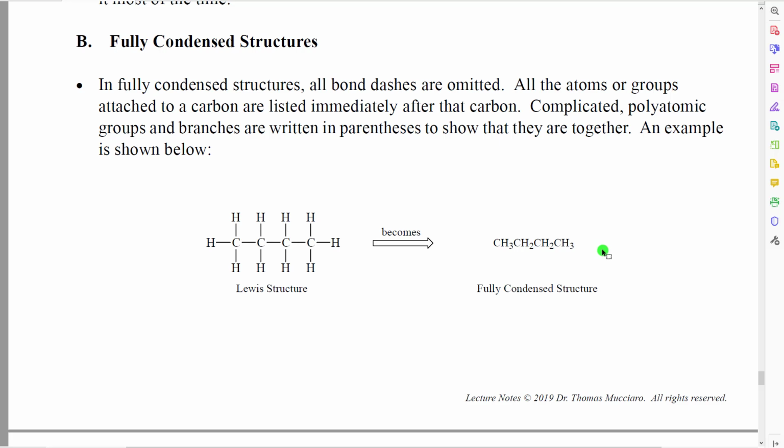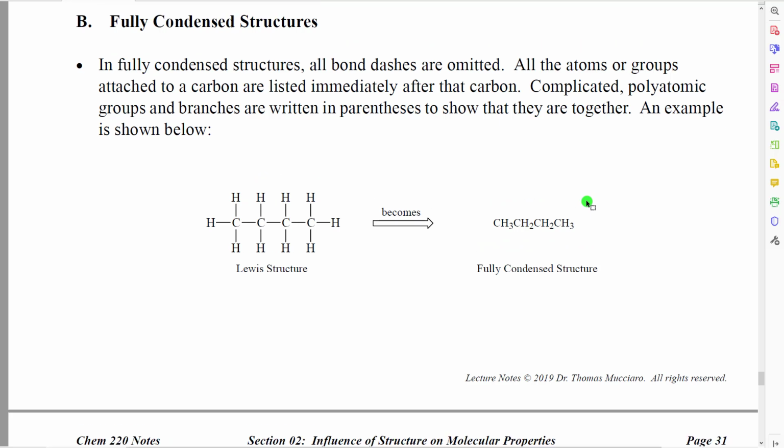Now, frankly, I'm not a fan of fully condensed structures. They have their uses. They can, for example, be useful when we're just trying to write, okay, here's a whole complicated thing, and then there's a chain of 3 carbons here. They won't need to make a big writing with a lot of space. But when we do branches, they become much more complicated.